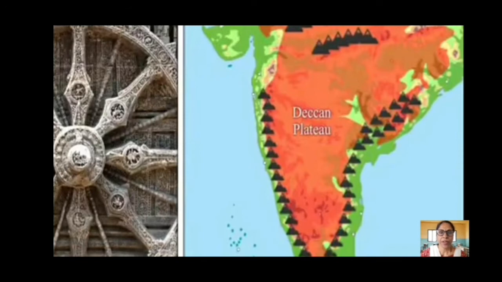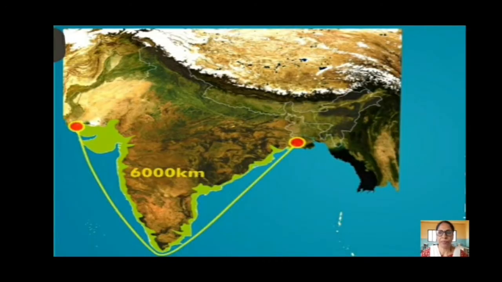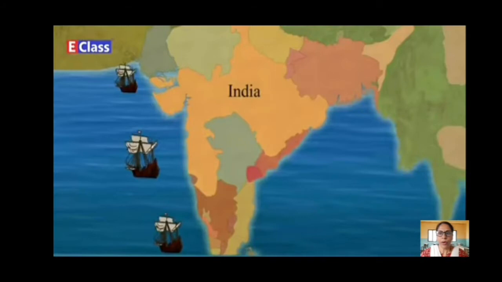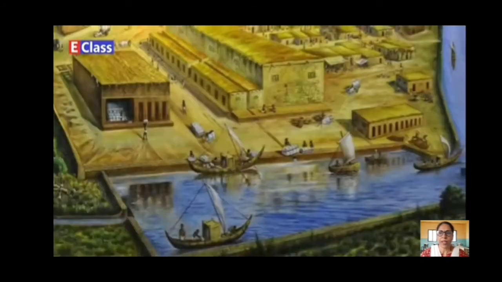The next, the coastal regions. The narrow coastal strip between the edges of the peninsula plateau and the coastline from the Run of Kutch in the west to the Ganga-Brahmaputra delta in the east is called the coastal region. They meet at the tip of south in Kanyakumari. Due to the trade carried on by sea, India had developed contact with many foreign countries.